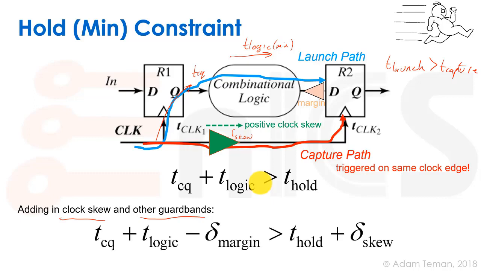So what we get to is that TCQ plus the T logic minus this margin, whatever this margin is, which we will define later on and it's kind of fluid what the definition is, will be bigger than T hold plus this now delta skew that we added here. And if delta skew is really large, we may not meet this, or if delta margin is really large as well. And that's why hold becomes very important. But the important thing to look at here is that there is no parameter such as our big T, which was an external parameter. So if during setup we could just lower our clock period and meet the setup timing, there is no such possibility in hold.